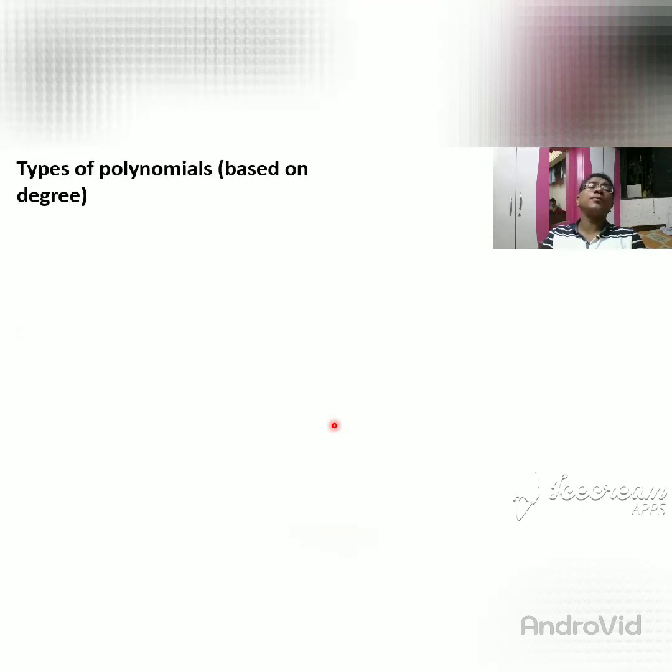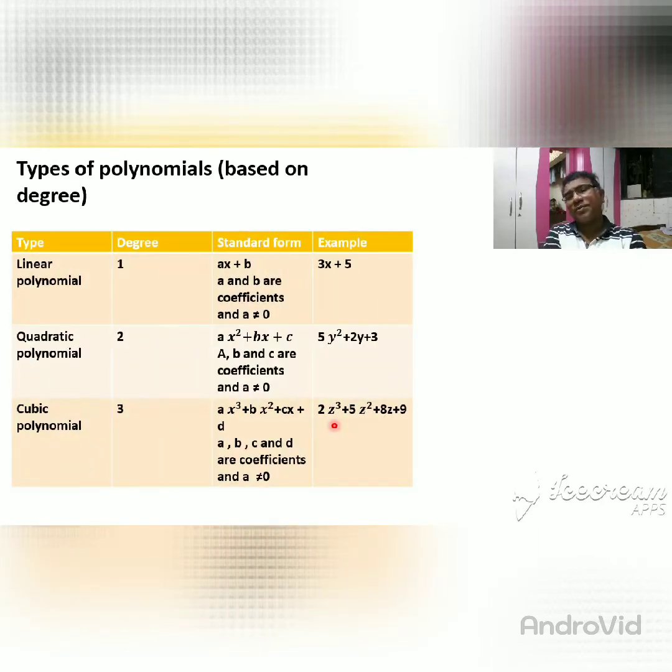Then the types of polynomial based on degree. First you saw the types of polynomial based on terms, and here they are showing types based on degree. So see, ax plus b. What is the index of a x and b? The index is 1. So this is called a linear polynomial. A linear polynomial means the degree is 1. So when the degree is 1, that is called a linear polynomial.